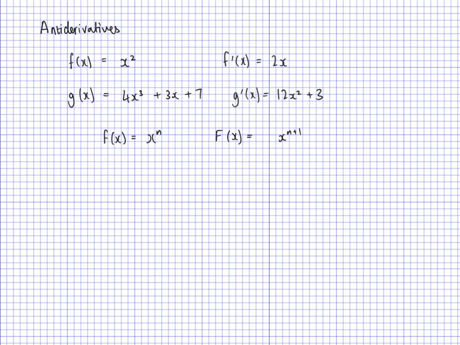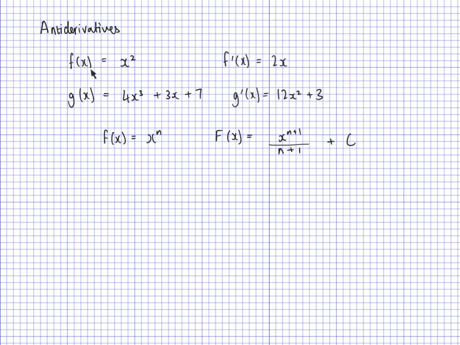So therefore, when I'm finding the general antiderivative of x to the power of n, I need to add 1 to the power, I need to divide by this new power n plus 1, and I also need to say I'm going to add some constant capital C. So this is to say that, here I didn't have any idea what this plus 7 might have been.